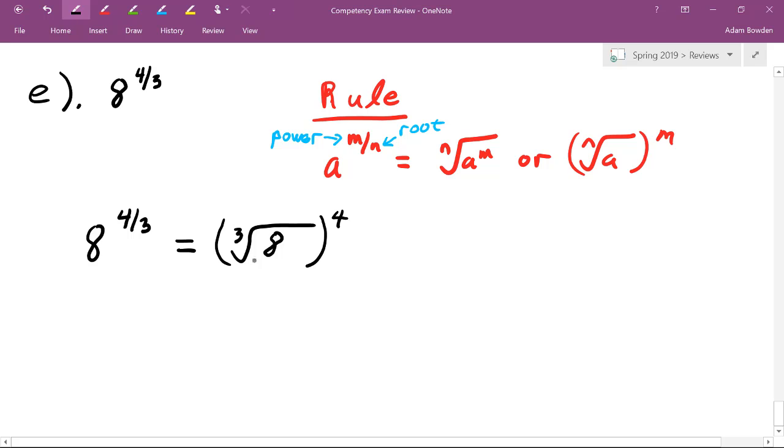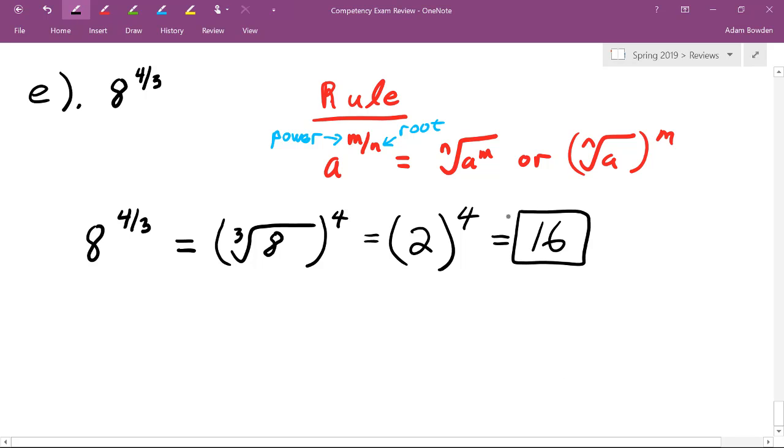And this is good because I know what the cube root of 8 is. The cube root of 8 is 2. So that's just going to be 2 raised to the 4th power. And 2 raised to the 4th power is 16. And so that's how we can take a fractional power, write it as a root, and then take the root and raise it to the power.